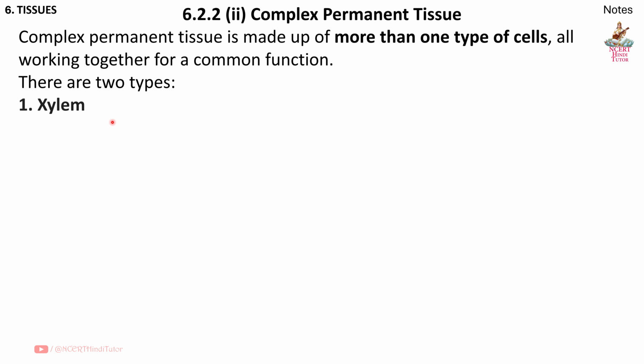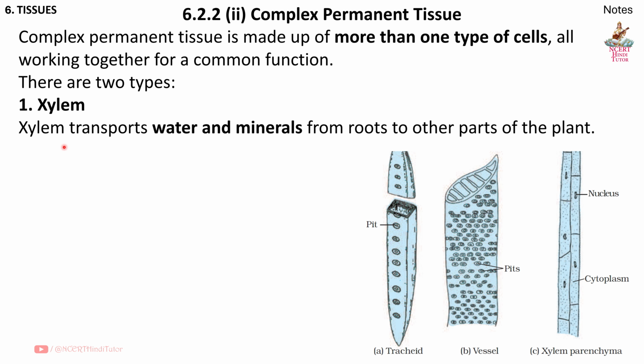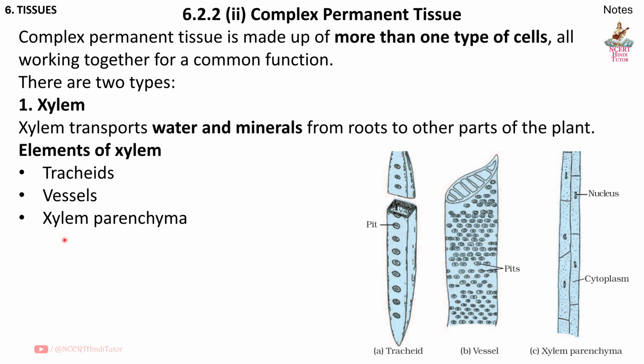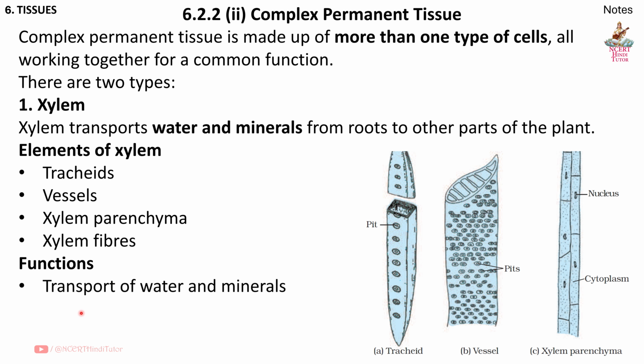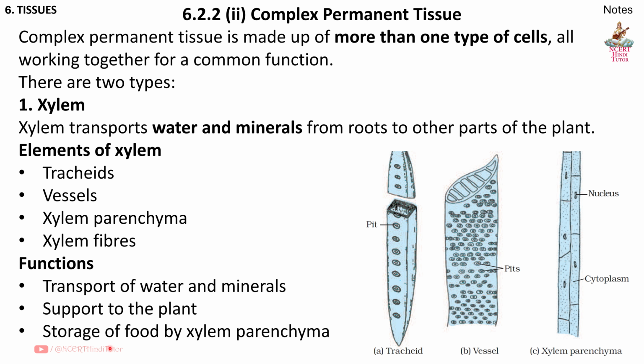There are two types. First, xylem. Xylem transports water and minerals from roots to other parts of the plant. Elements of xylem: tracheids, vessels, xylem parenchyma, xylem fibers. Functions: transport of water and minerals, support to the plant, storage of food by xylem parenchyma.